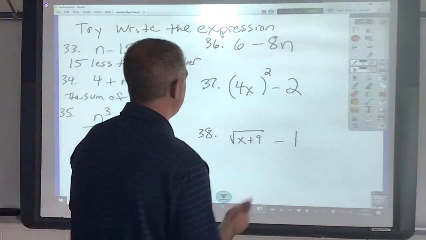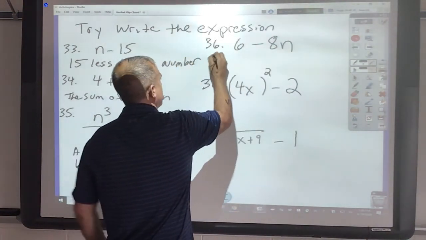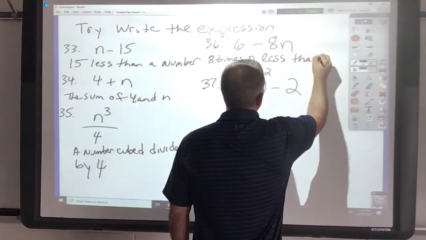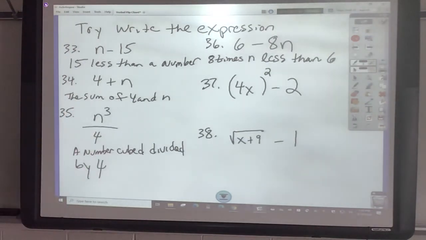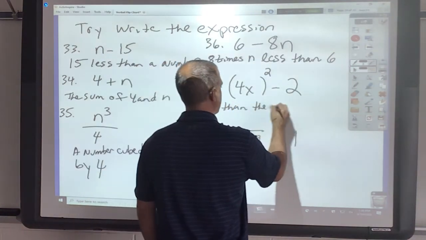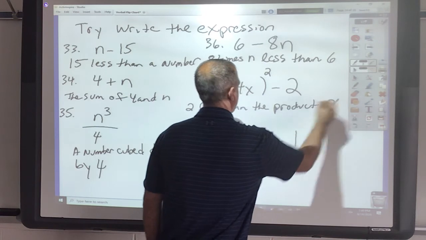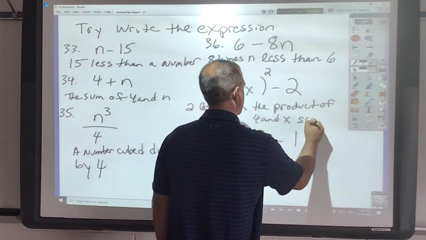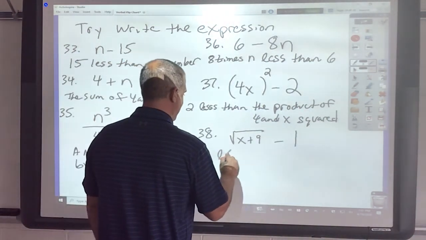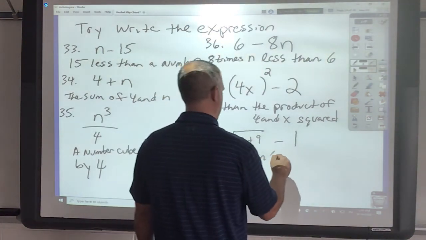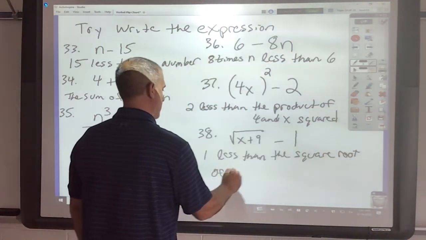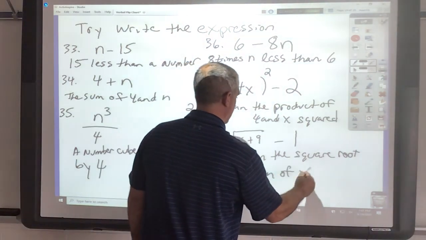Okay, here's one of the minuses again. I'm going to say this would be first, so 8 times n less than 6. Okay, here's another subtraction one. I'm going to say 2 less than the product of 4 and x squared. Okay? And then here's another minus 1. I would say 1 less than the square root of the sum of x and 9.